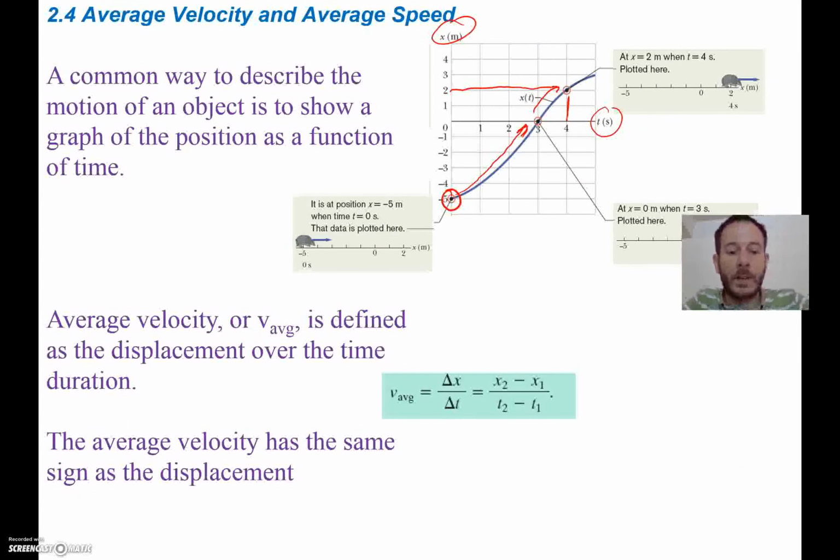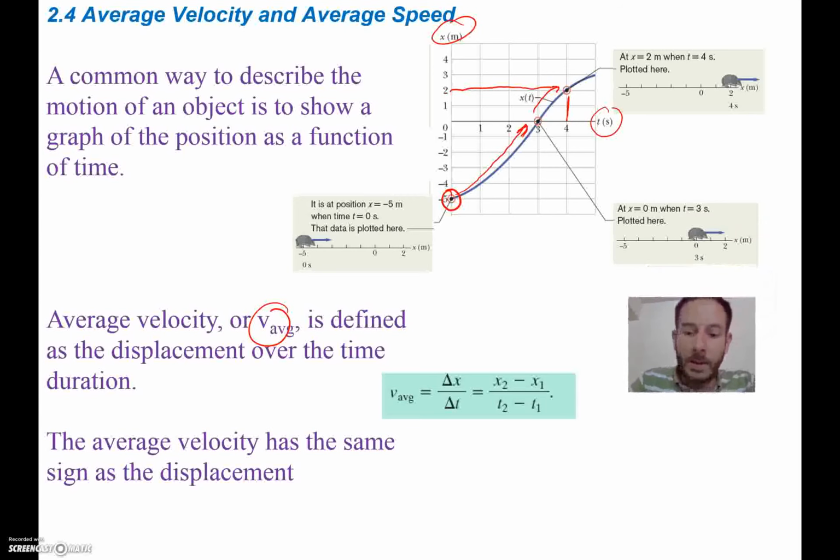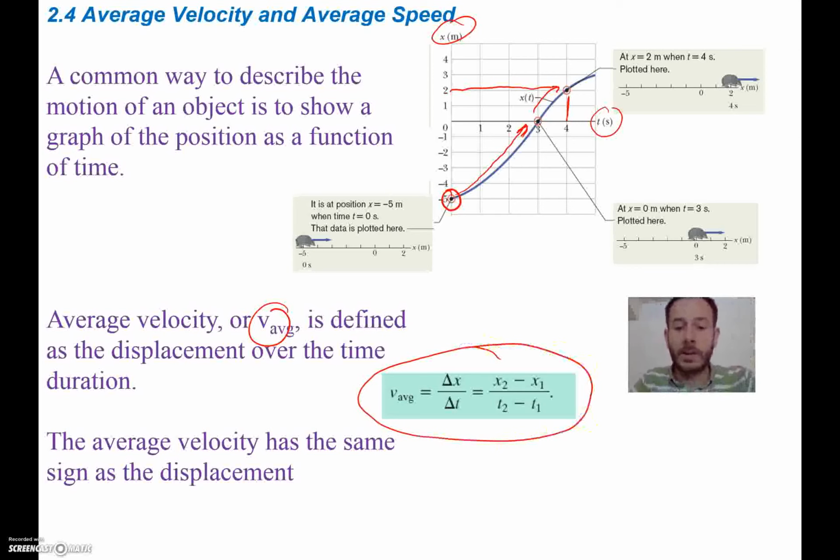So the average velocity, or v average, which is denoted by a v with an avg under it, is defined as the displacement over time duration. We're given our first equation down here. What it's saying is the average velocity is going to be the change in x, which is our delta x, over the change in time. If you wanted to write that out, it's just x2 minus x1 over t2 minus t1.